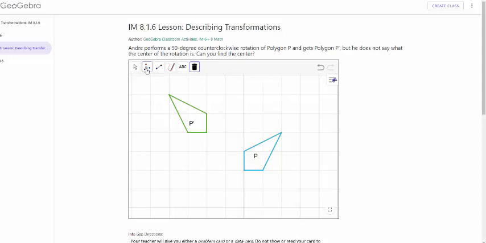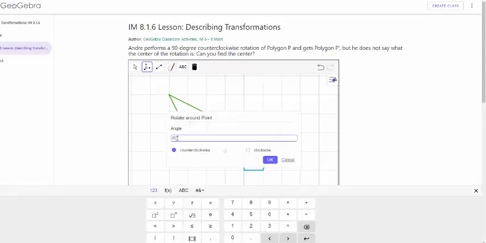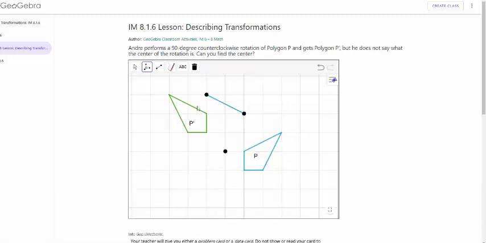So I'm going to select my rotate tool. I'm going to rotate around a point, and let's say I'm going to rotate this side, and I'm not sure where that point is. I'm just going to guess. We'll put it right here, and we're going to say 90 degrees counterclockwise. Okay, so it's a little high, so I need to bring this down a little bit. No, I need to bring it over a little, right? Maybe down too, we'll see.